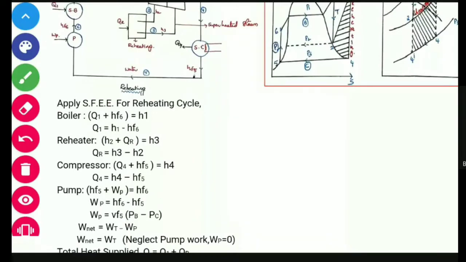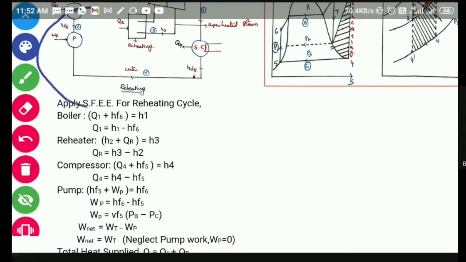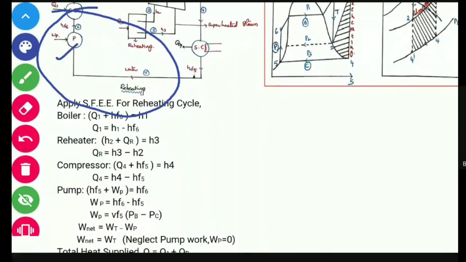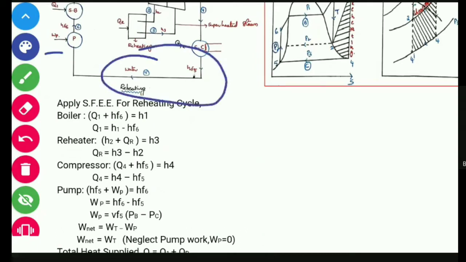For the feed pump, the device is in between 5 and 6. See, this is the pump, 5 and 6. So here for the pump also, WP is the pump work. As you know, to run the pump you need to give some work, that is WP. That's why you're giving the WP. WP and HF5 are entering inside and HF6 is leaving outside. That means it gives pressurized water to be sent to the boiler.